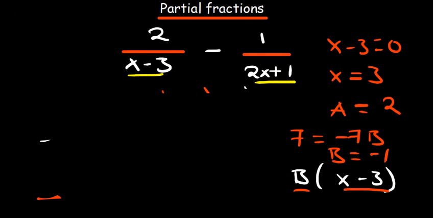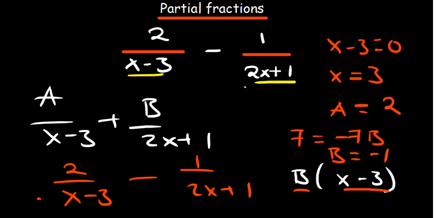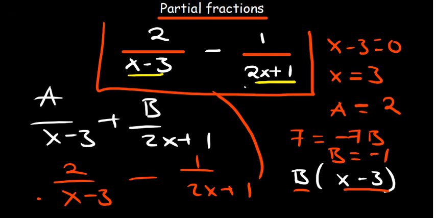So remember what we came up with, our form was basically a over x minus 3, then our b over 2x plus 1. So now that we found our values of a and b, our a is 2, our b is a minus 1, so this will become a negative. So this is basically the way you go about it, and that's what we had initially before even subtracting. So this is an introduction to partial fractions.